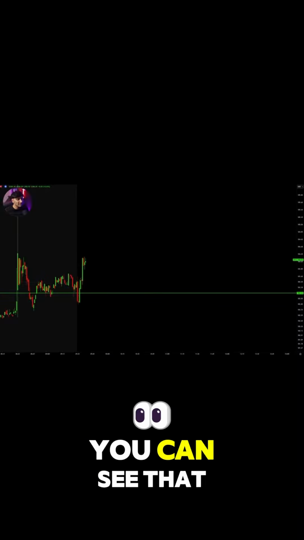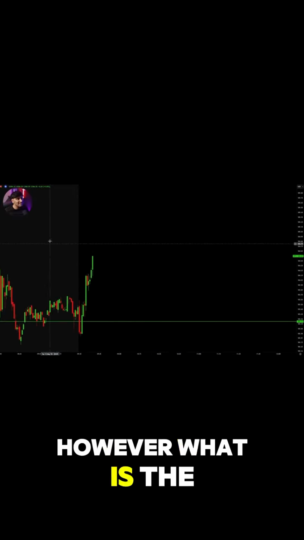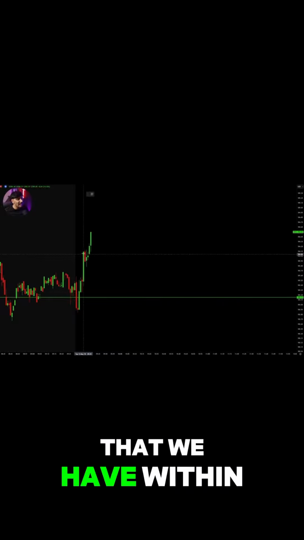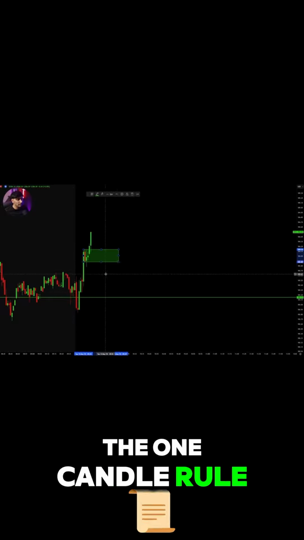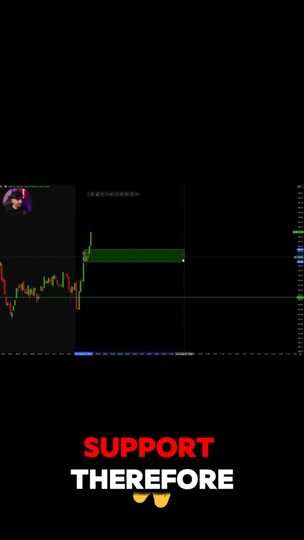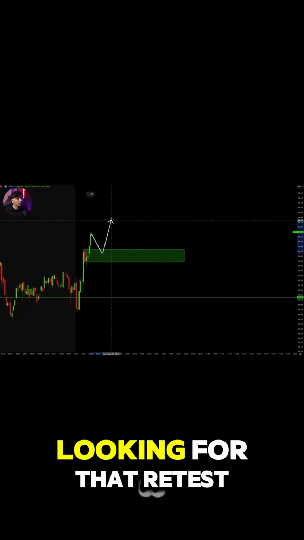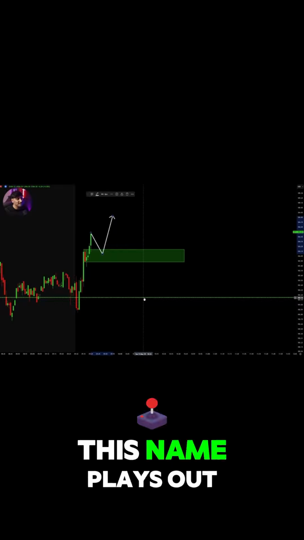So far, you can see that this stock is breaking to the upside. However, what is the last retest level that it would come to? One of the setups within our arsenal is the 1 candle rule, meaning the last down close candle in an uptrend will be used as support. Therefore, if the stock comes back into this area, we can be looking for that retest back to the upside. So let's see how this name plays out.